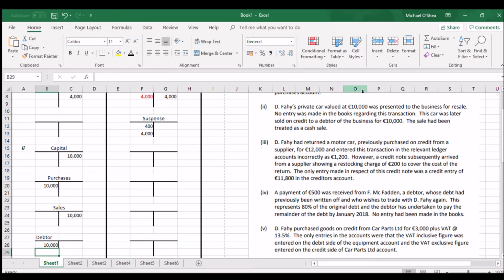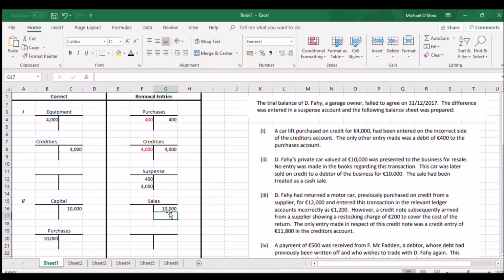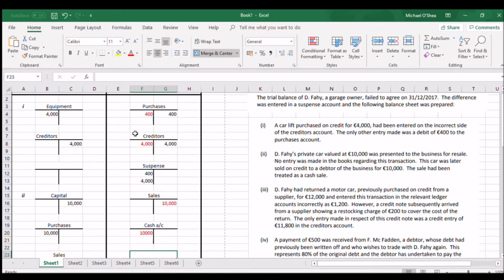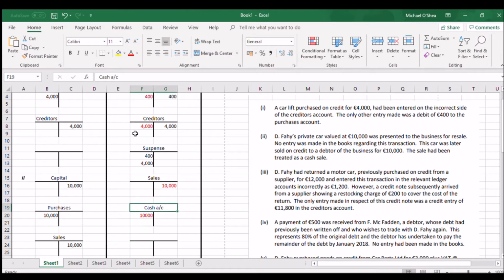No entry was made regarding the first part of this transaction. The second part, the car that was sold on credit, has been treated as a cash sale. So a cash sale, normal sales adjustment, sales 10,000 to increase my sales. That was already done. It had been done by the business, so I'm going to show it in red. What else has been done? Well, the business has sold it. They put it through as a cash sale. So my cash account here had been increased. I'm going to show this in red because it's something that the business already has shown, for 10,000. So that 10,000 had already been increased on my cash account. That was incorrect. I did not make a cash sale, I made a credit sale.